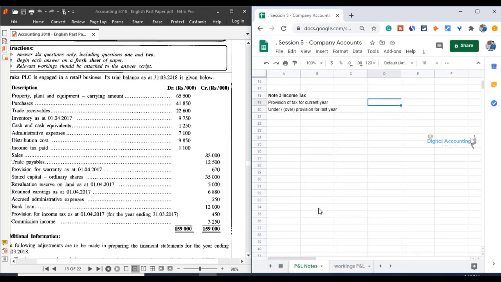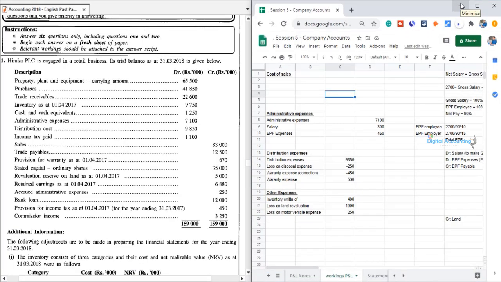So the provision for the current year taxes we have calculated is 1,150. There is an over provision, so we need to reduce that 100 over provision, giving 1,050. So here also we have got the income tax expense for the current year as 1,050. We are good with the adjustments.